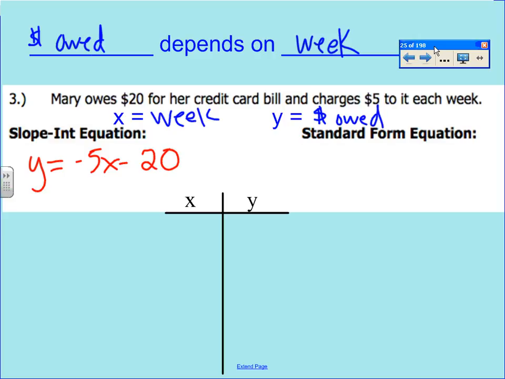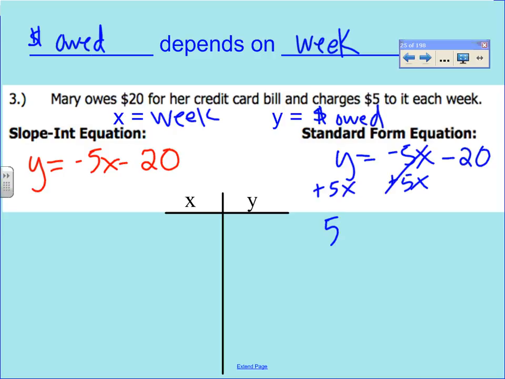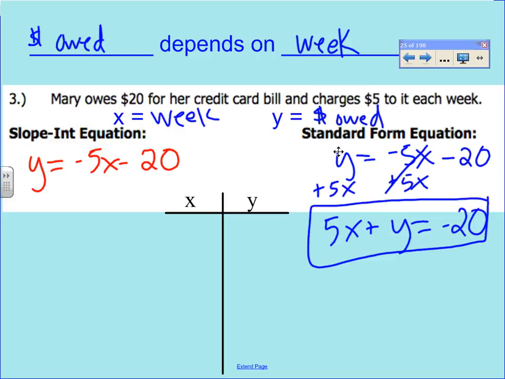Okay. All right, so here's our slope-intercept form. Let's go to standard form. We need to go from y equals negative 5x minus 20 to standard form. Standard form is ax plus by equals c. So all you need to do is add 5x to both sides. So you end up with 5x plus y equals negative 20. Questions on that one? Okay, we're going to save 4 for tomorrow, so flip over to 6, 7, and 8.